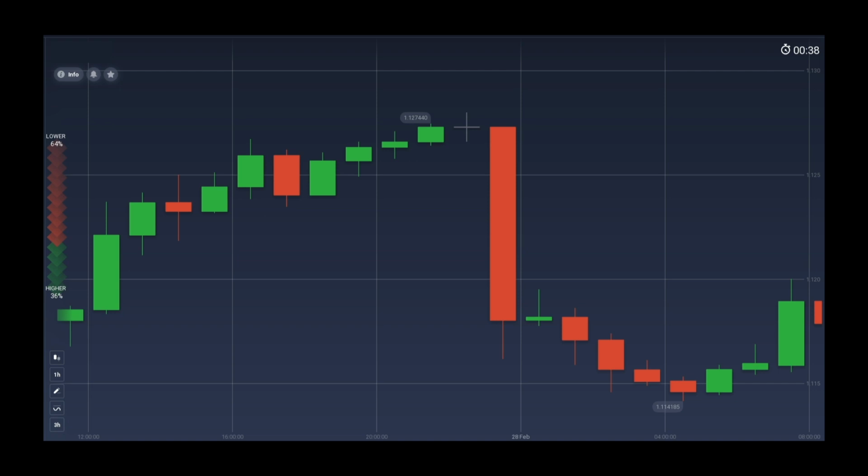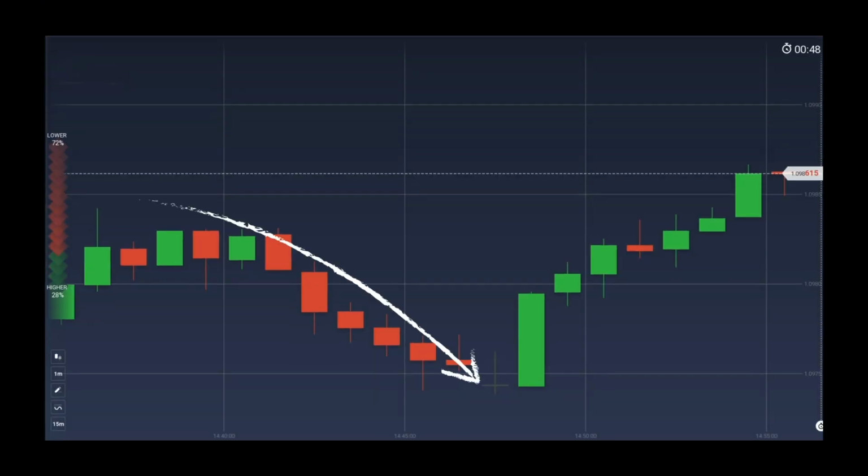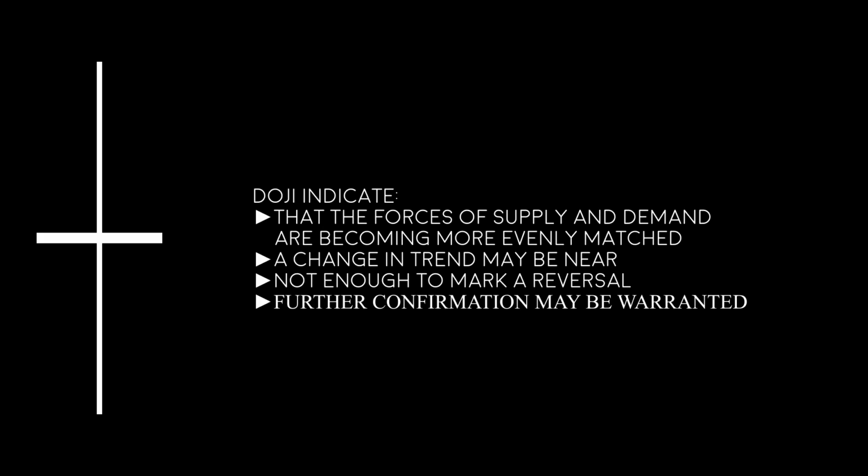Doji and trend. The relevance of a doji depends on the preceding trend or preceding candlesticks. So after an advance or a long green candlestick, a doji signals that the buying pressure is starting to weaken. And after a decline or a long red candlestick, a doji signals that the selling pressure is starting to diminish. A doji indicates that the forces of supply and demand are becoming more evenly matched and a change in trend may be near. So remember, doji alone are not enough to mark a reversal, and further confirmation may be warranted.